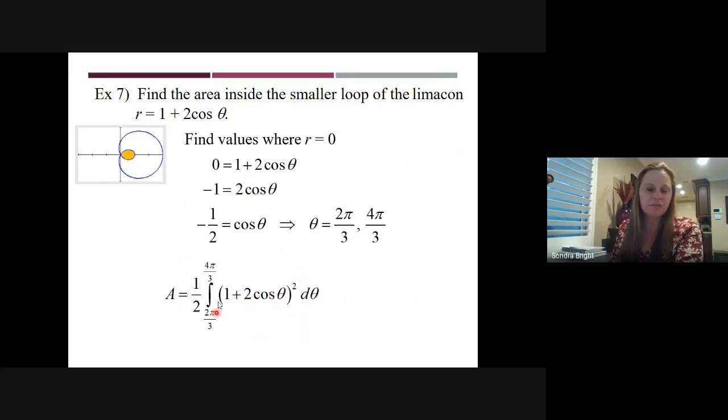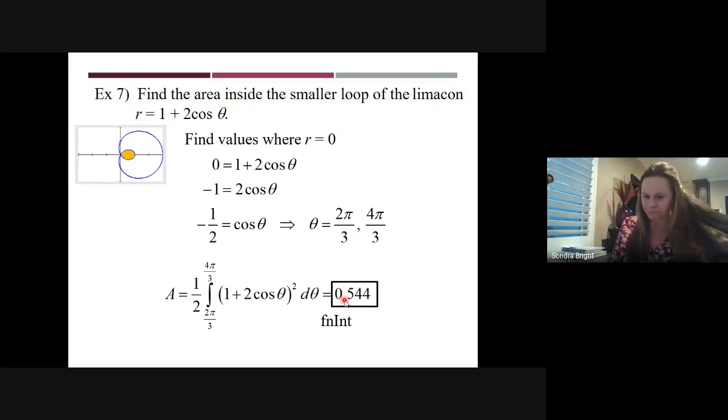This time I'm going to cheat, and we're just going to put it in our calculator. You could do this by hand, just like we did the last one, and it's fine. But for time, let's just do fn int. And when you put that in your calculator, you will get 0.544. All right. Hopefully that makes sense.